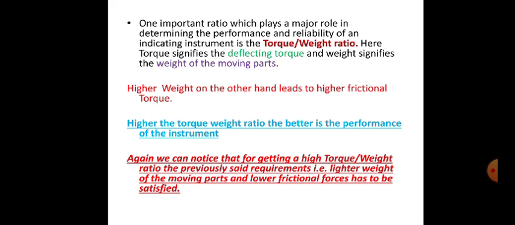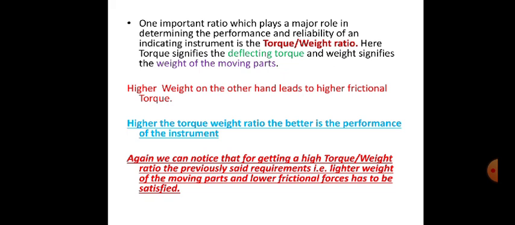Now, another important ratio which plays a major role in determining the performance and reliability of a measuring instrument is the torque weight ratio. Now, the higher the torque weight ratio, the much better is the performance of the instrument. Now, what is the torque? The torque here is the deflecting torque. It should be high and the weight of the moving system should be low.